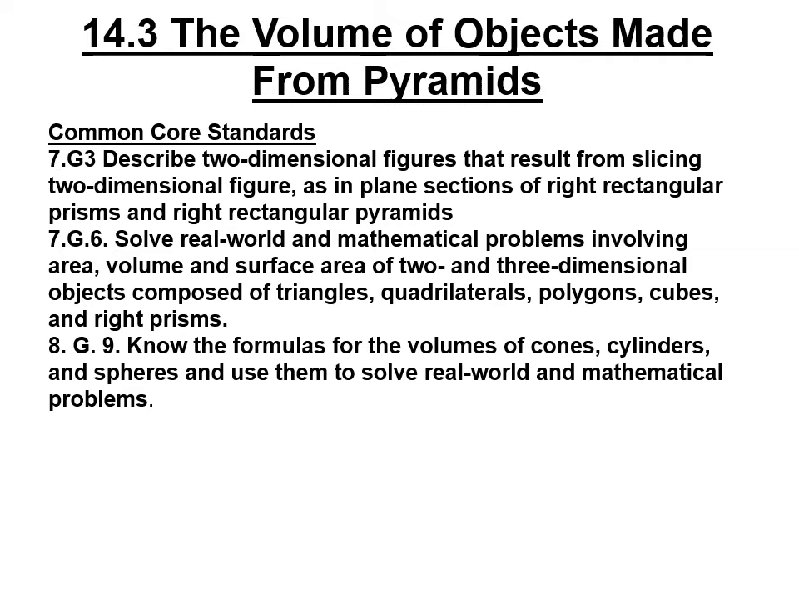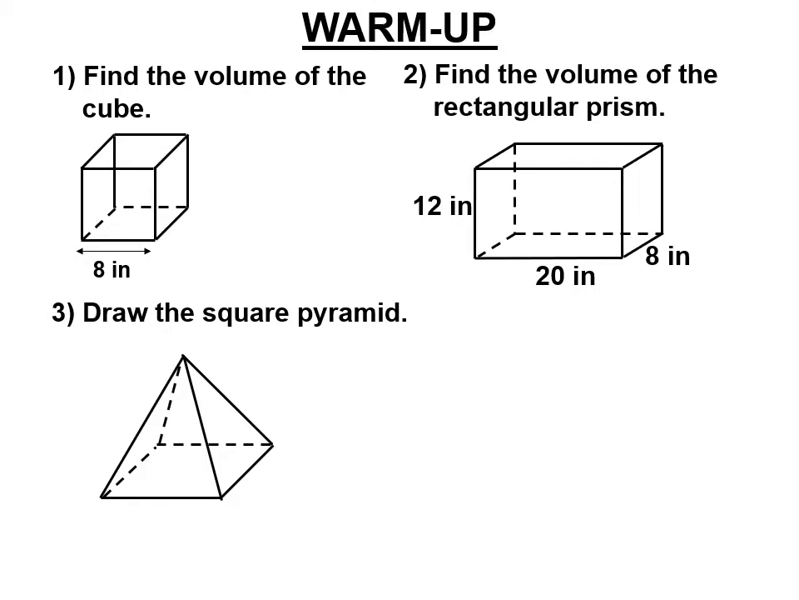So now we're going to do the volume of objects made from pyramids. So the volume of a cube, let's look at that. If that's 8, then that's 8 inches, and that's 8 inches. So it's 8 times 8 is 64, and 64 times 8, 4 times 8 is 32, 6 times 8 is 48, plus 3 is 51. 512 cubic inches for the cube.